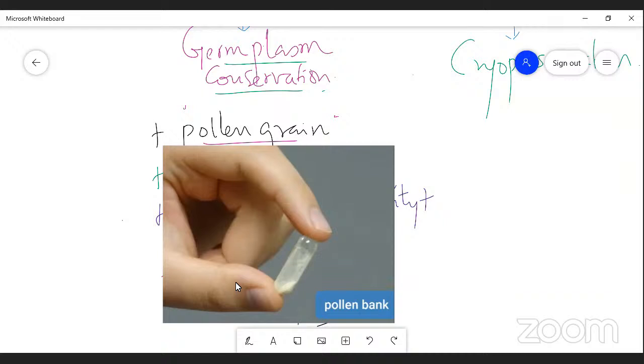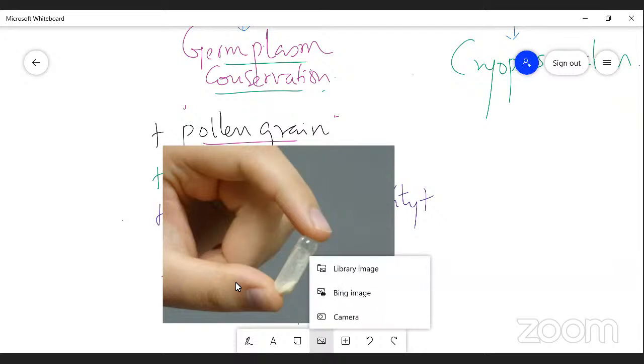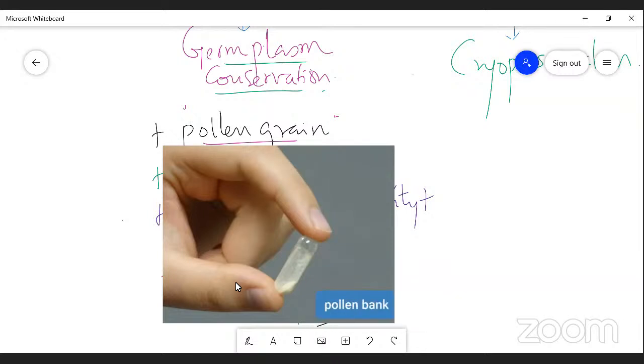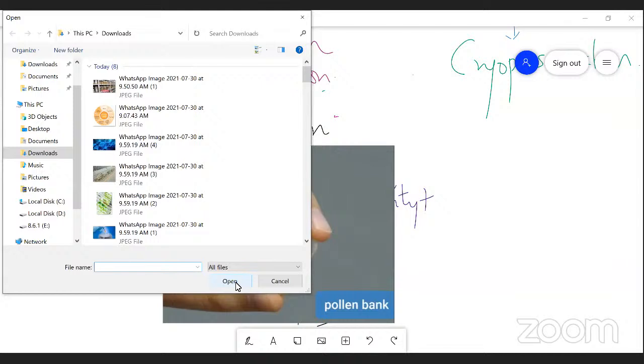The pollen bank is nothing but a bank in which you can see the collection of pollen grains of various plants which are available very rarely, right? So that is called a pollen bank. Now one more I am going to show you, that is a seed bank. My dear students, do you like seed banks? Do you like to see seed banks?